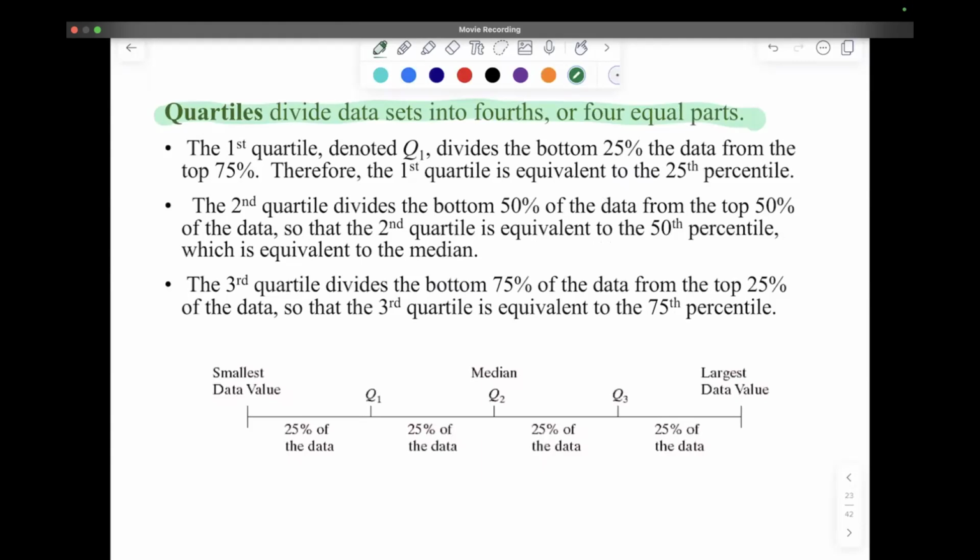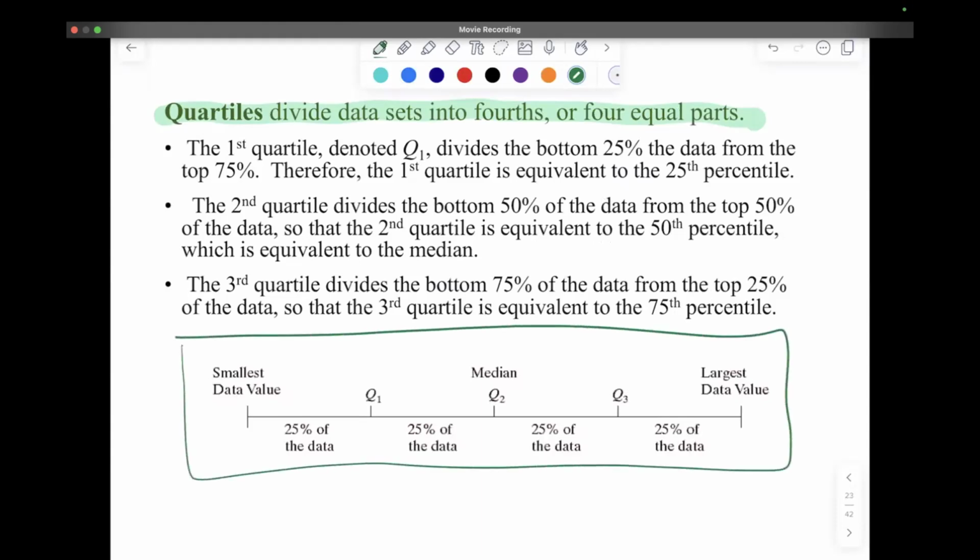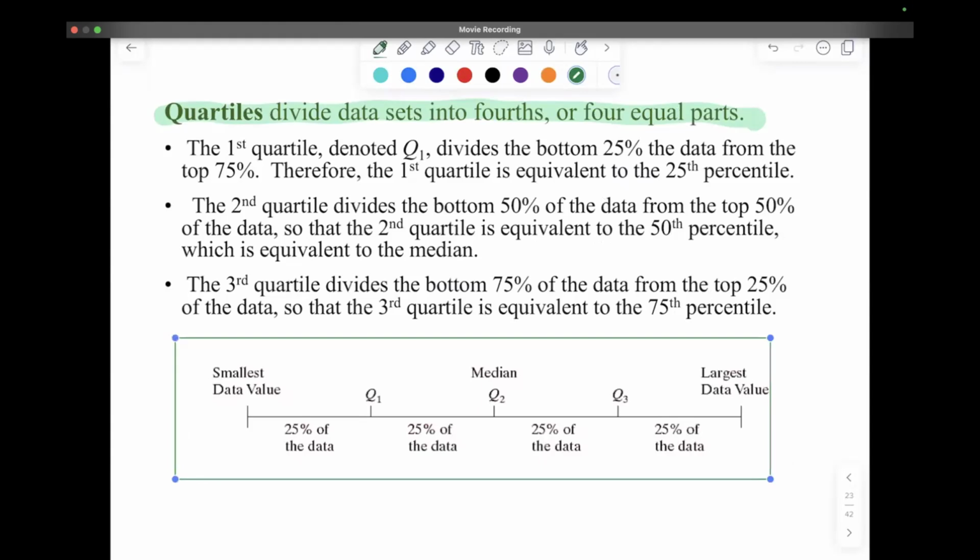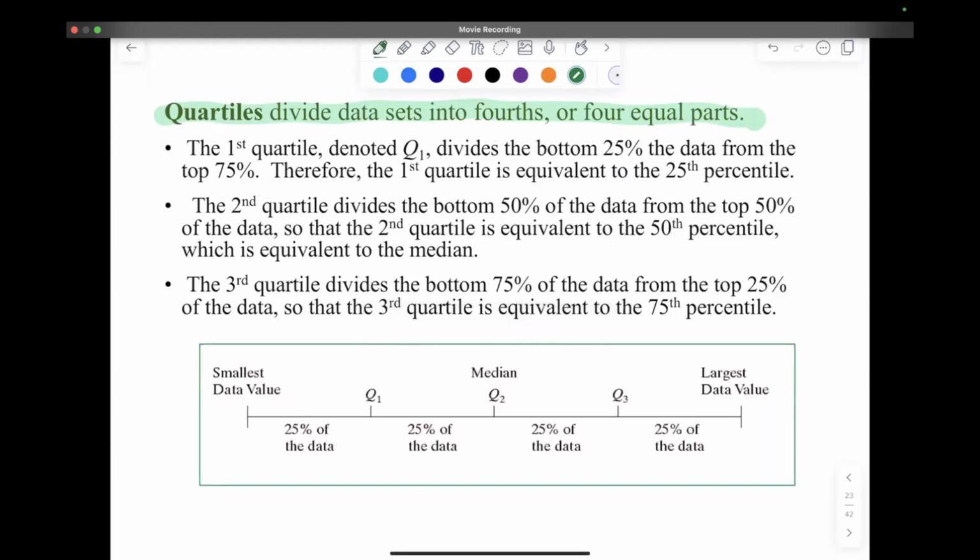Third quartile is like the median of the top half of your data. It divides the bottom 75% from the top 25%. And if you're putting it in your notes, if you don't have it printed out, even just drawing this diagram is probably enough. This diagram right here is super useful. So I'll give you a second to draw that.